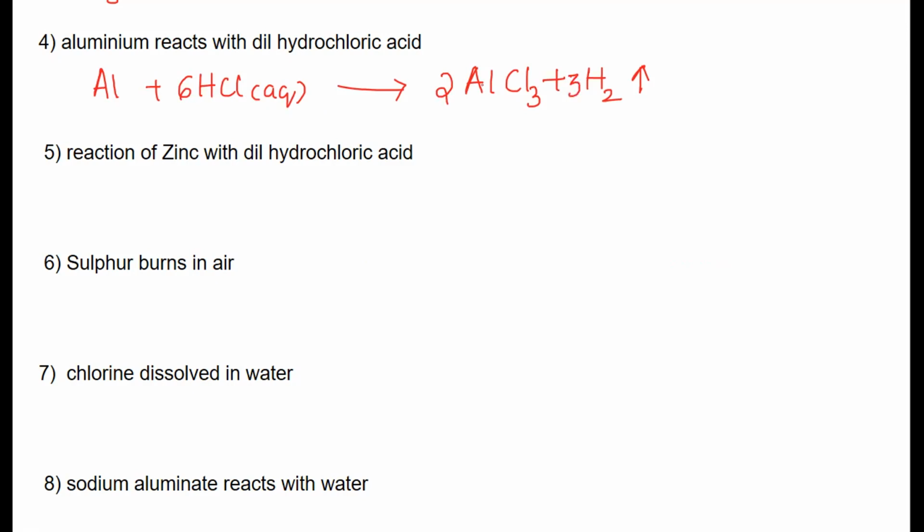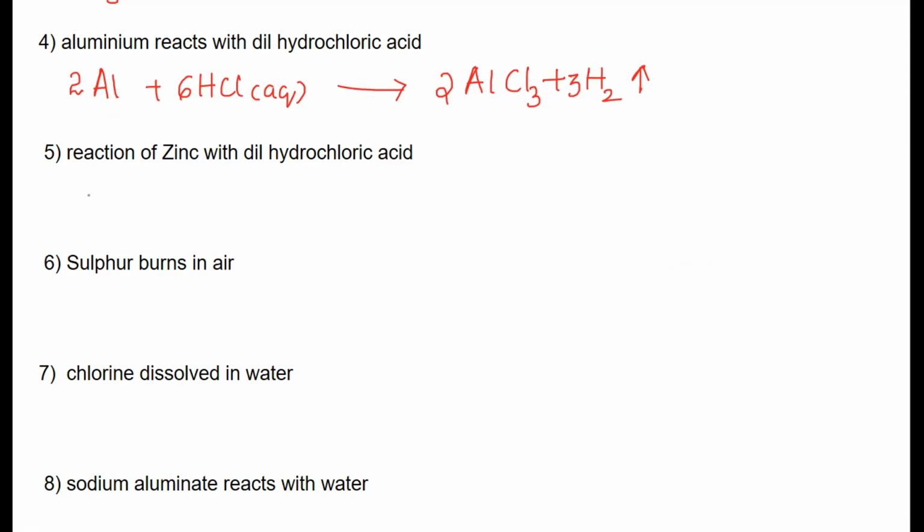Now let us balance aluminium. Aluminium product side 2, so here also 2 should be there. So I am multiplying with 2. 2Al plus 6HCl gives 2AlCl3 plus 3H2. I hope you all understood this. Let us solve the next question.